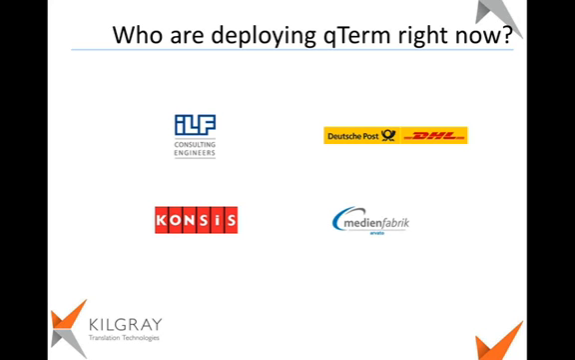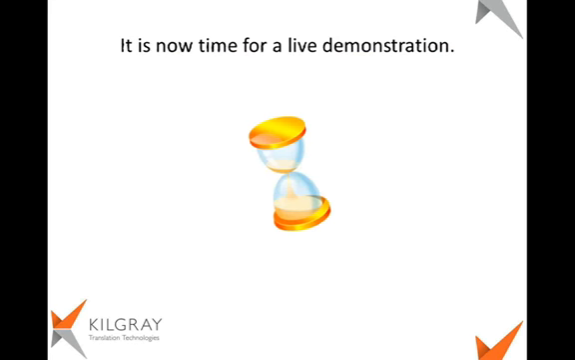There are already a number of companies deploying QTerm, and as you can see, some of them are pretty big names. ILF from Austria, the Deutsche Post DHL from Germany, Consys from Azerbaijan. They are the first translation company to adopt QTerm. And Arvato Medienfabrik, which is a Bertelsmann company in Germany, is also starting to use QTerm.